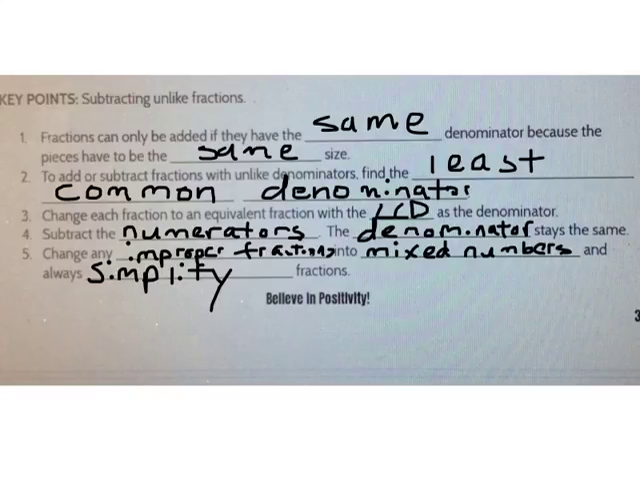Then change each fraction to an equivalent fraction with the LCD as the denominator. Subtract the numerators. The denominator stays the same, because we don't change the number of pieces each whole is cut into. Don't forget to change any improper fractions into mixed numbers, and always simplify fractions. Take a moment to make sure that you have all of your notes down.